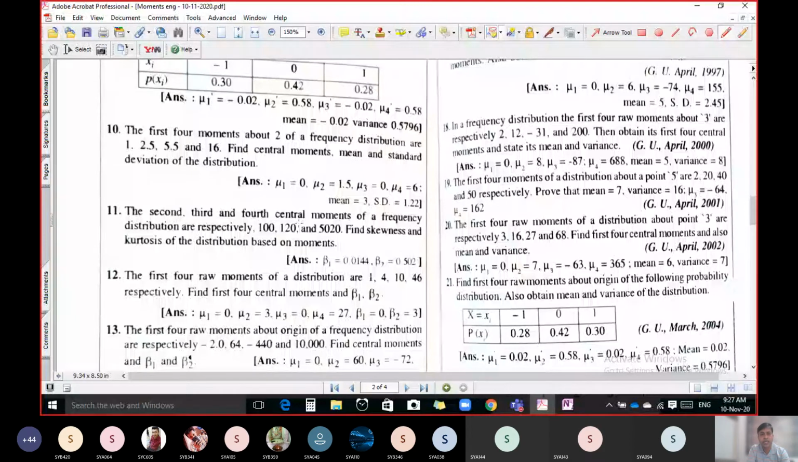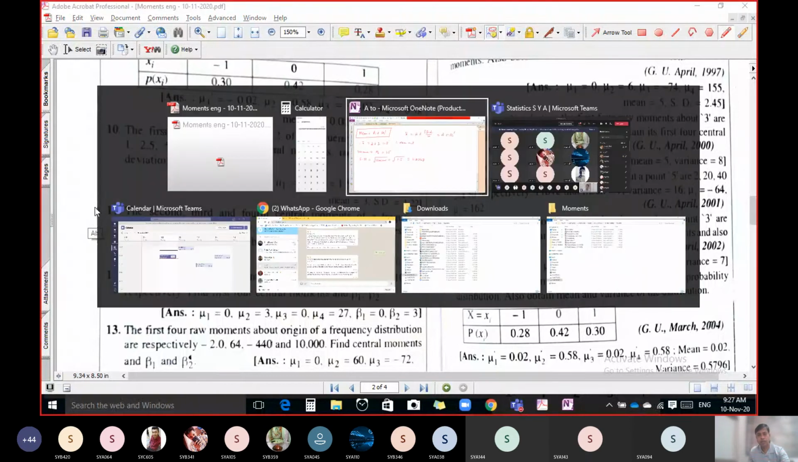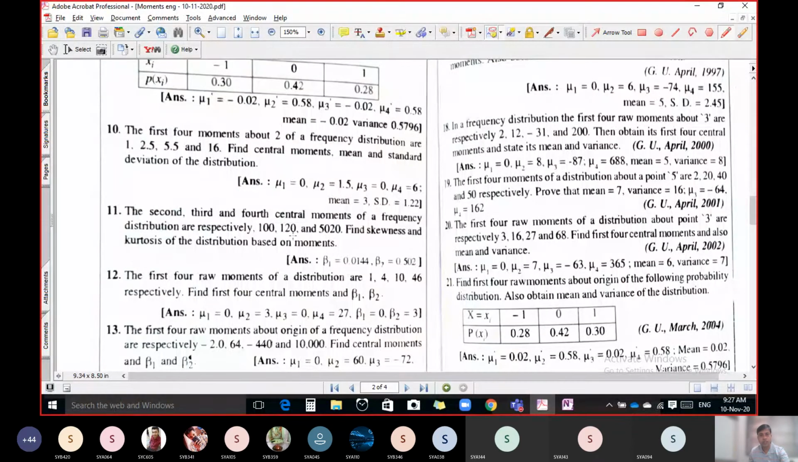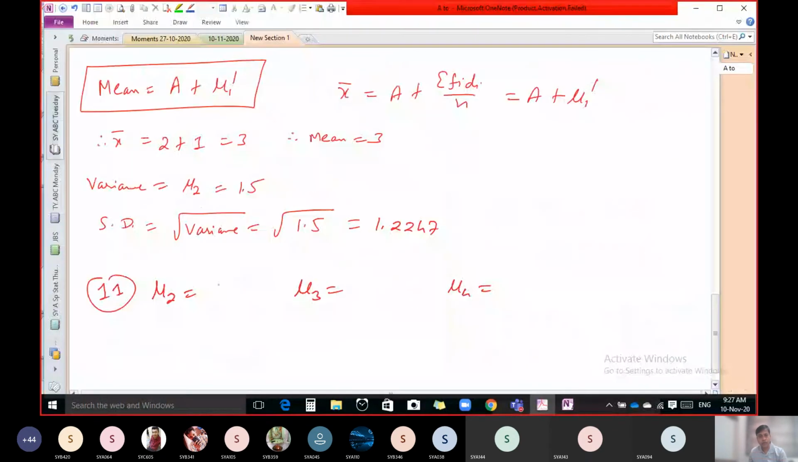Central moment means mu2, mu3 and mu4 are given, and you have to find out skewness. Skewness is beta 1. What is the formula of beta 1? In question number 11, the second, third and fourth central moments are 100, 120 and 5020, and you have to find out beta 1 and beta 2.